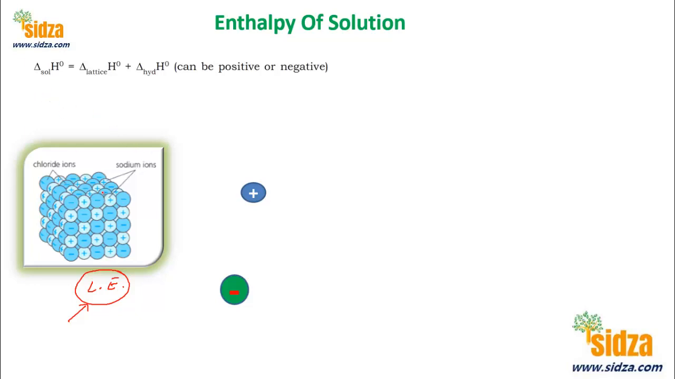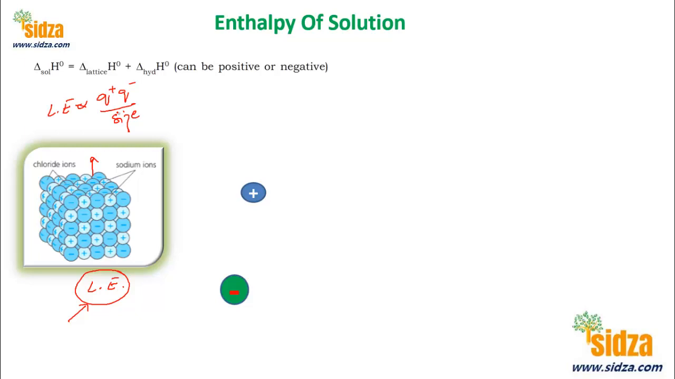Lattice energy tells us how strongly these ions are held together in a crystalline solid, right? So the force of attraction between the cation and the anion in the crystalline solid is actually the lattice energy, all right? Lattice energy depends on two things, right? It depends on the charge of these ions and their size. You can say that lattice energy is directly proportional to the charge of the cation and the charge of the anion, and inversely proportional to the size of these ions. So more charge means more lattice energy, which means the ions will be held strongly.